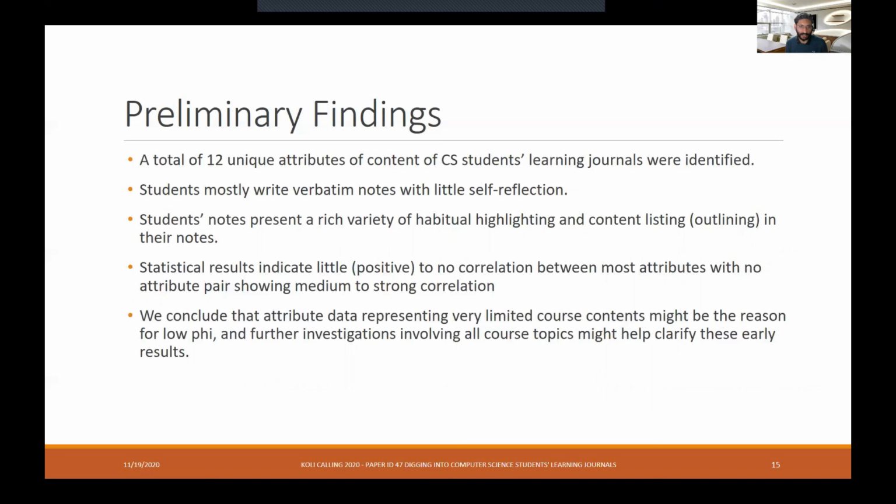Statistical method of correlation analysis finds very little correlation among the attributes, which again could be because of their unique nature or because of the small data set for now. So we look forward to extending this study to the other lecture notes. We conclude that the attribute data representing very limited course contents might be the reason. So hence we plan to extend this not only to the next lectures, but also to the other courses.